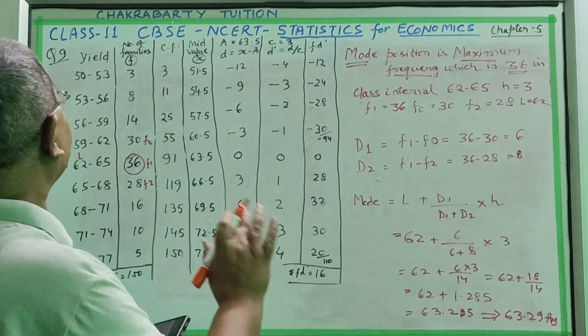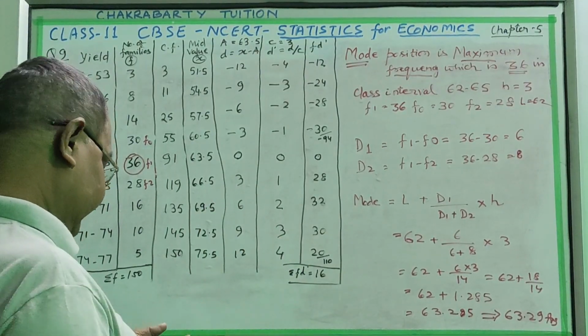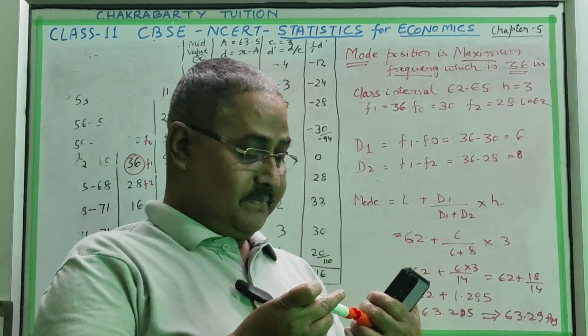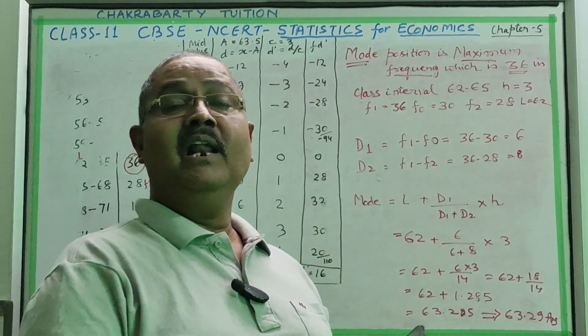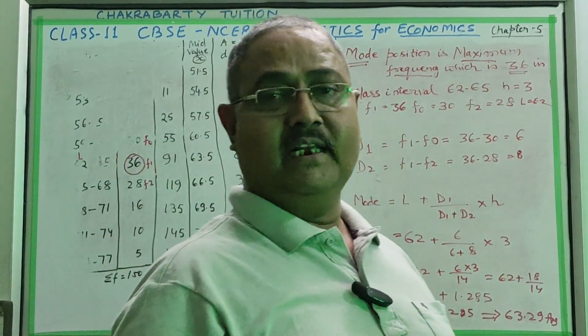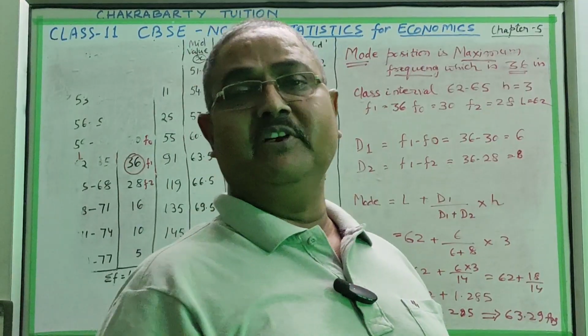Now this chapter is over. Okay, so this chapter is over. Now the next chapter we will do on correlation. It is chapter number 6. In the next video we will cover that.